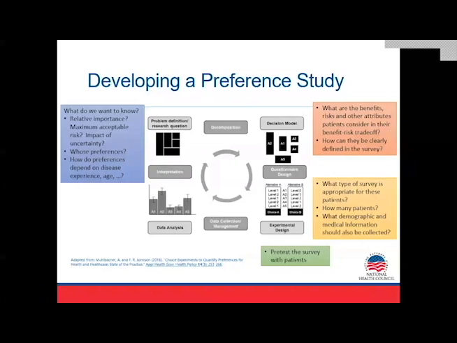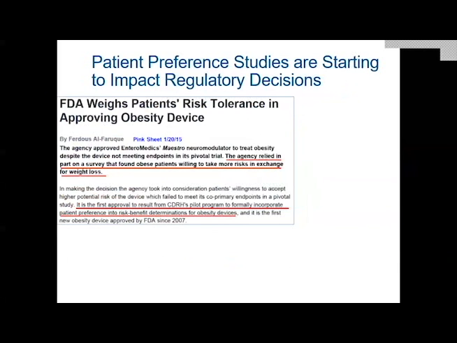And almost always, there are multiple rounds of redesigning the survey at this point. Then there's the actual analysis of relative importance or maximum acceptable risk and subgroups, like I began to show before. Now, does this stuff make a difference? Well, it's a newer field in the regulatory context than others. So it's young, but it is beginning to have an effect.